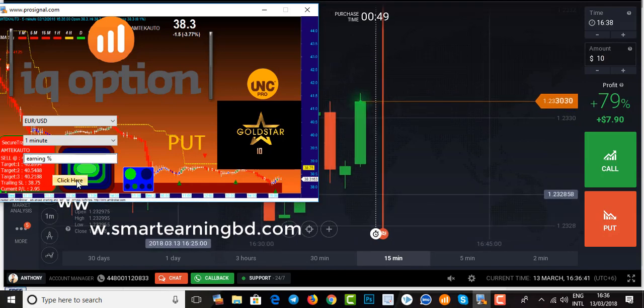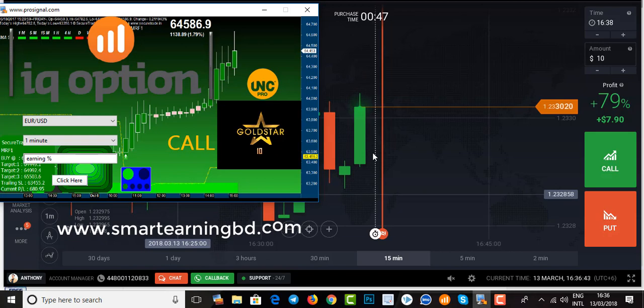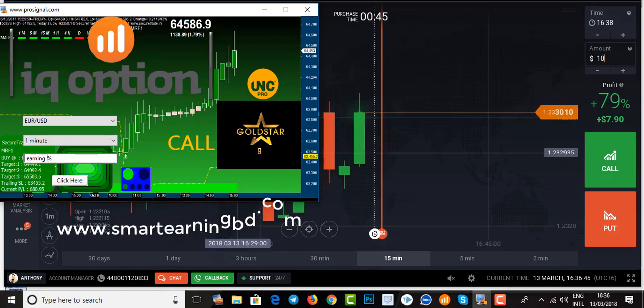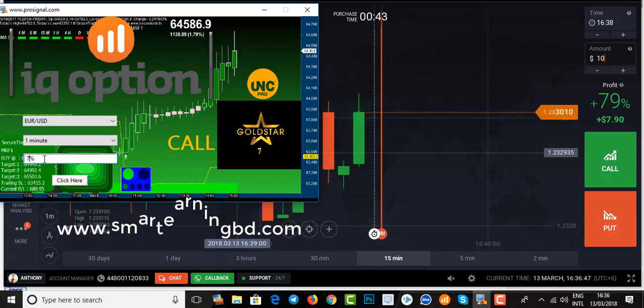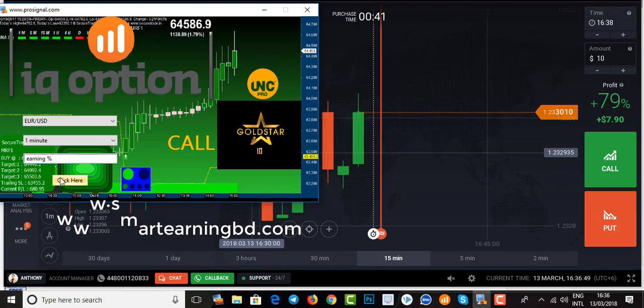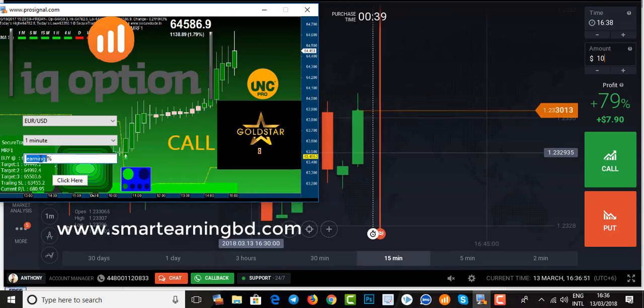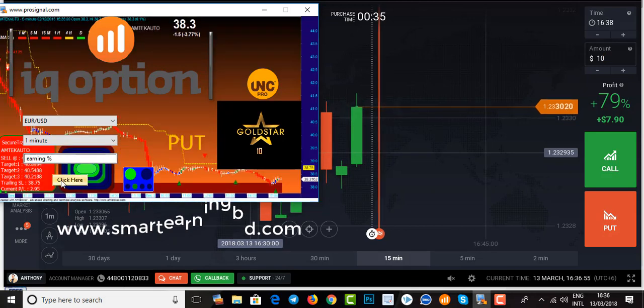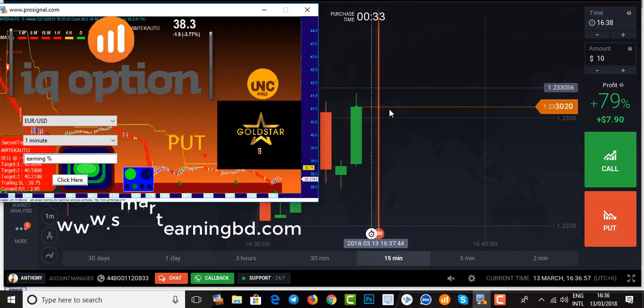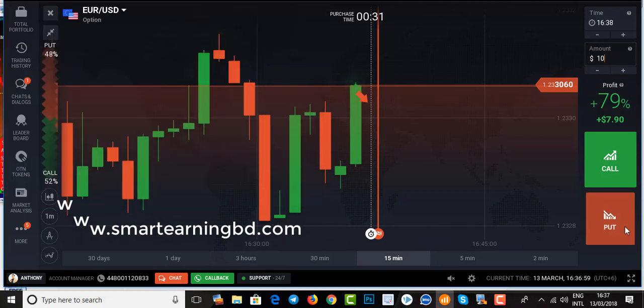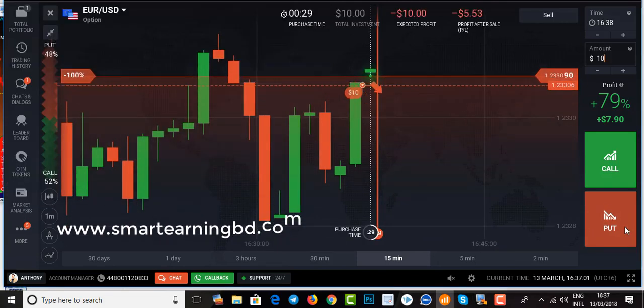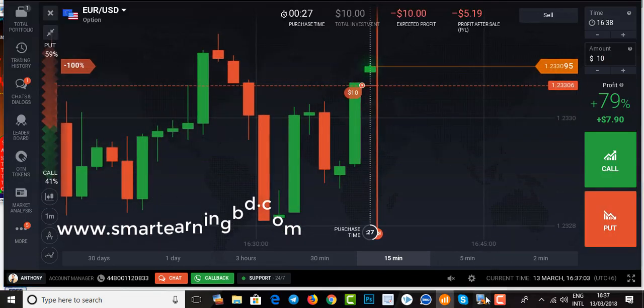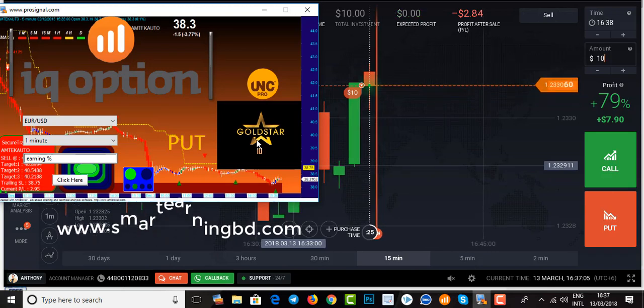Okay. First need to understand the candle position. Okay, 7-9. Since this position is put, I think this position for the put signal is good. Let's say give a put trade. Okay, okay, we can see.